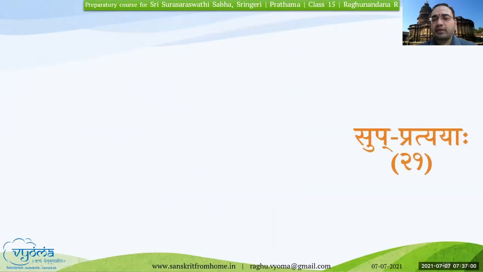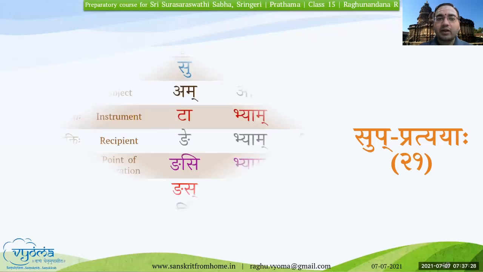So there are 21 Supratyayas, and they exist in all the three Vachanas, basically Ekavachanam, Dvivachanam, Bahuvachanam. So if we divide 21 by 3, we get 7. These 7 are called Vibhaktis. The 21 Pratyayas divided into Ekavachanam, Dvivachanam, Bahuvachanam gives a total of 7 classifications, or 7 groups if you want to see it that way, and this is called Vibhakti.